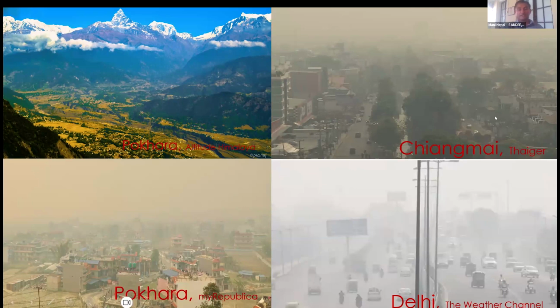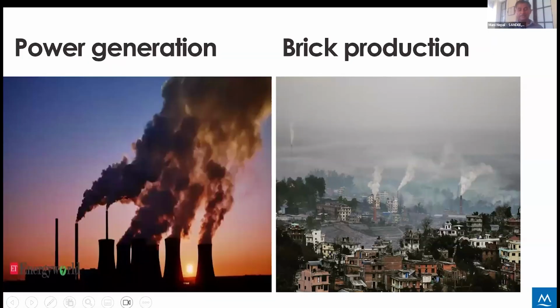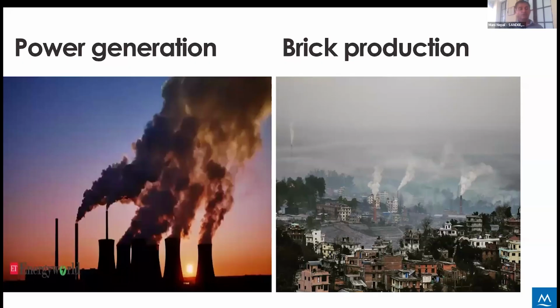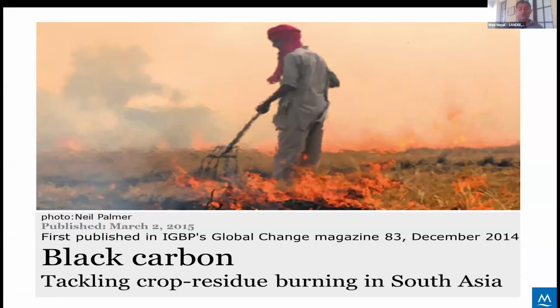Look at Chiang Mai in Thailand, or Delhi in India, right? So air pollution is very much there. That's the challenge that the region has been facing. And the sources of air pollution, there are many, but one is the industrial, this power generation, mostly coal-fired plants, a lot of pollution, or the brick-kiln productions in the region, which is very much prevalent in almost all countries.